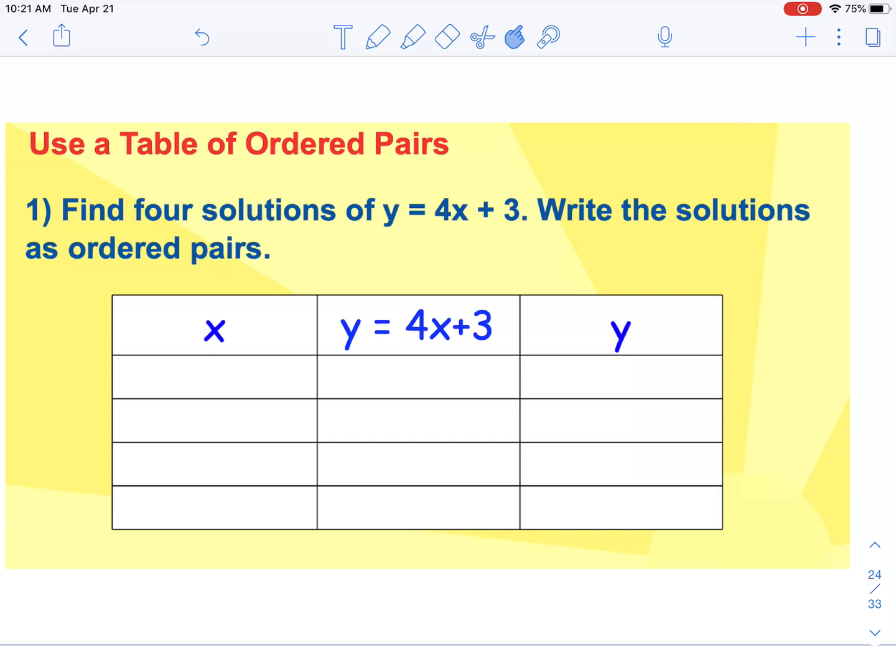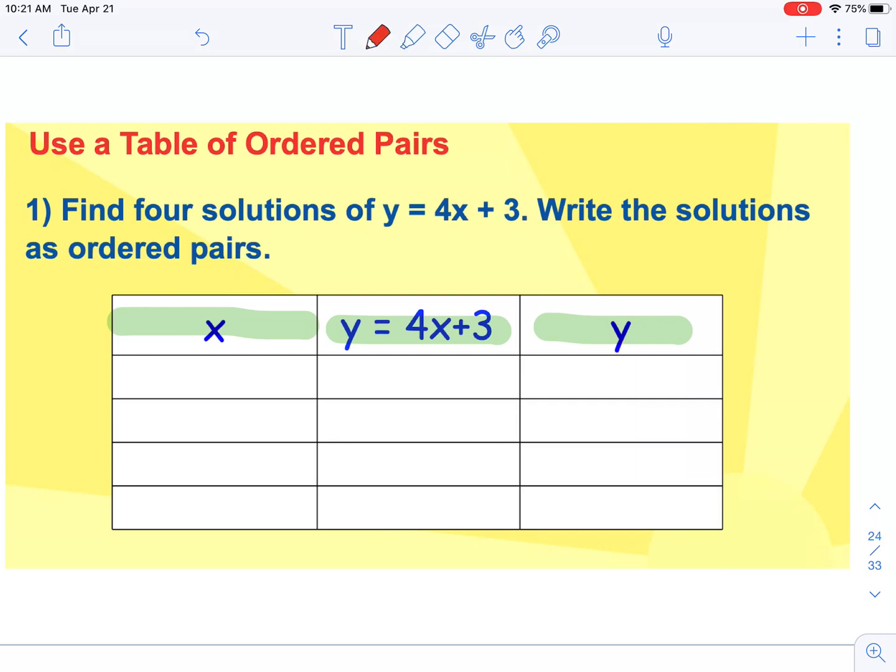So using a table to find ordered pairs. This problem says find 4 solutions of y equals 4x plus 3. Write the solutions as ordered pairs. So here we have a function table. We have our x values in one column, our function, which is our equation, y equals 4x plus 3, in the middle, and then we have a y column.